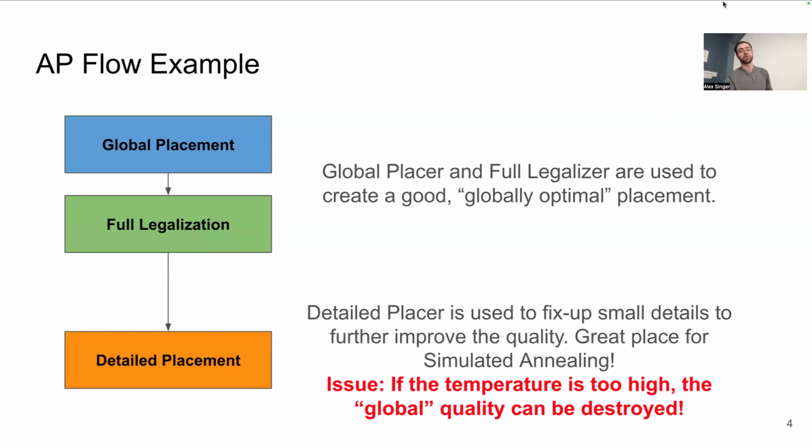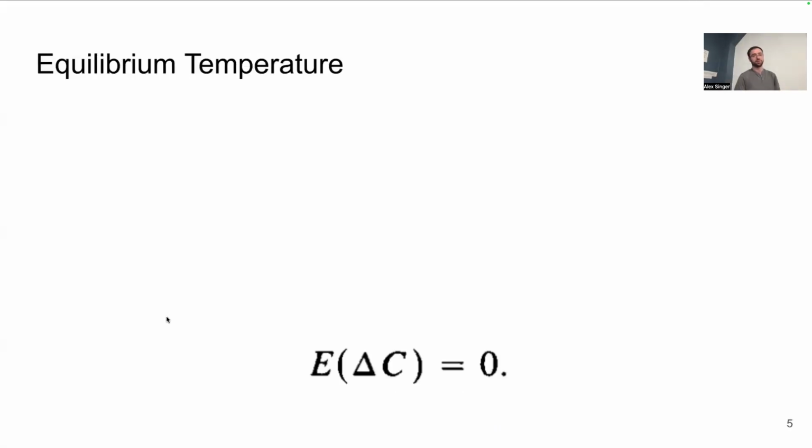What if you're tuning up your algorithm over time? You can't have a guarantee on the quality of this placement. So what you really want to do is look at the placement coming in and pick the temperature. So this brings us to a principle called equilibrium temperature. This is something you probably haven't heard of in Jason's course.